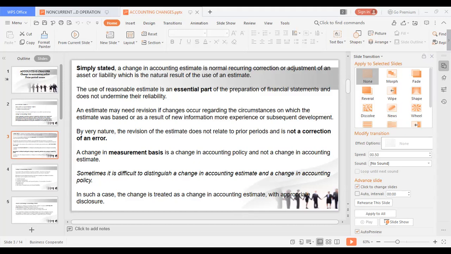So, cumulative effect of the change in accounting policy. The inventory on December 31, 2019. Under the FIFO method, it's 8.3 million. Under the weighted average, it's only 7.8 million. So the company had used the FIFO and now it will shift to the weighted average method. So there's a decrease in inventory by 500,000.